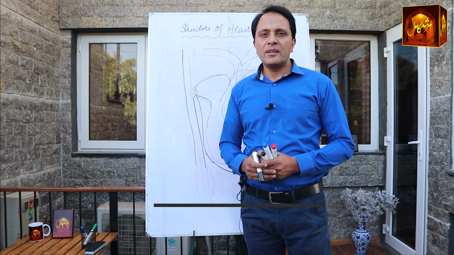So this one is the left atrium, the right atrium, the right ventricle, then the left ventricle. These 2 small chambers are called atria, the right atrium and the left atrium. The right atrium receives deoxygenated blood from the body.